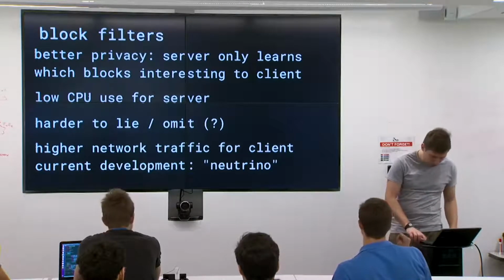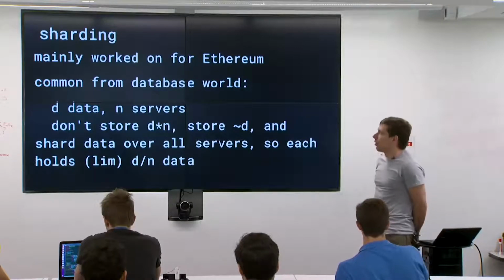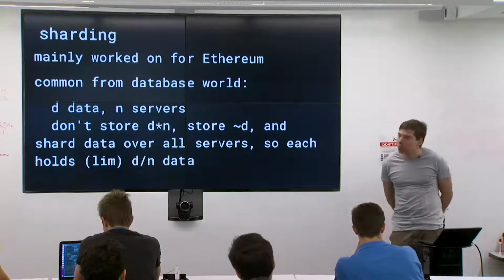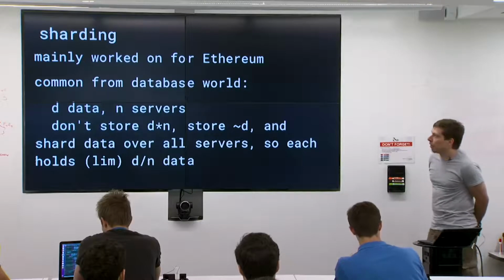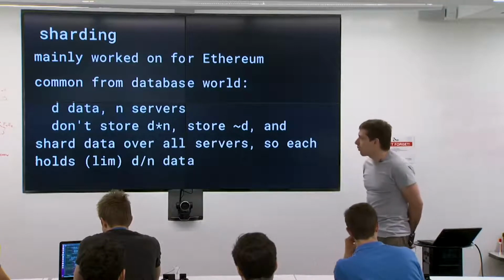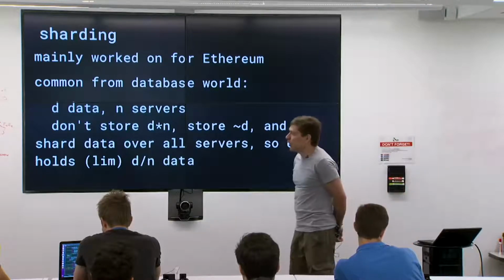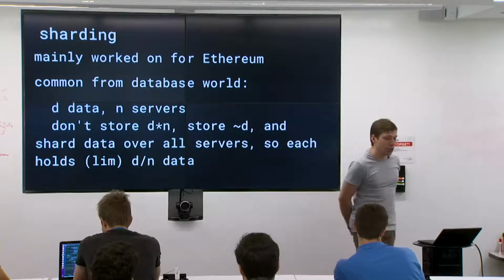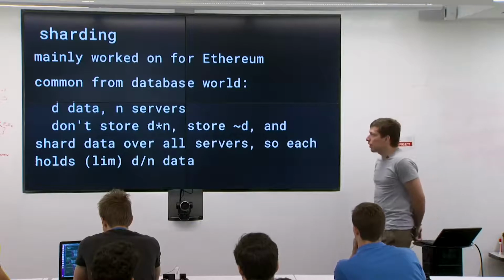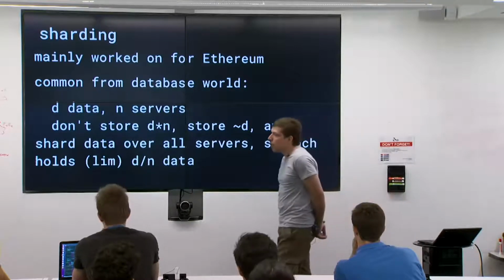Okay. Other issue, sharding. This is mainly being worked on in the context of Ethereum, and it's sort of their holy grail of scalability. It's common in the database world where you've got D data objects, N servers. In the case of Bitcoin or these blockchains, you just store D times N, right? Every node stores all data. Instead, store something closer to D itself and shard the data over all the servers so that each server holds D divided by N, right?